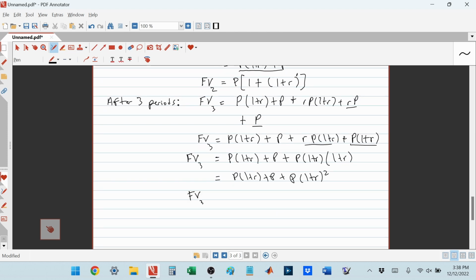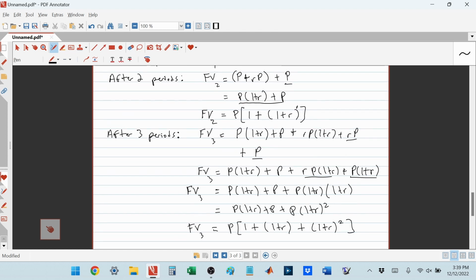Now, finally, what's common to all 3 terms? A P. And pull a P out, and we'll have 1 plus 1 plus R plus 1 plus R squared. Right? The P times 1 right here is P. The P times 1 plus R is this. The P times 1 plus R squared is this. They clean things up here. So after 3 periods, the value of the account is this. And you can see the pattern that's developing.